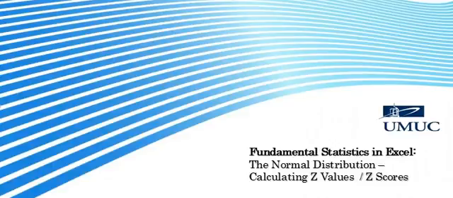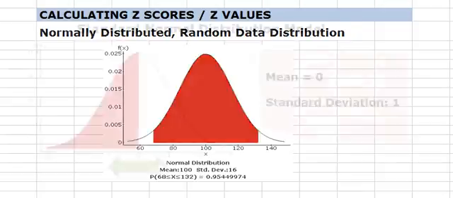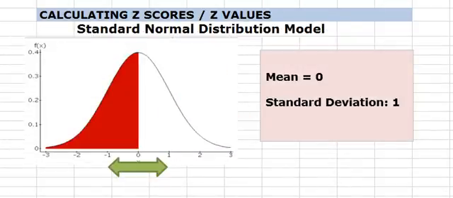Hello everyone, this is Helen Allen from STAT699, and in this video we're going to learn how to calculate z-values or z-scores. Now remember, we're working with numerical data, and when we calculate z-scores, we standardize normally distributed random values to a standard normal distribution, and that mean is 0 and the standard deviation is 1 in the standard normal distribution model.